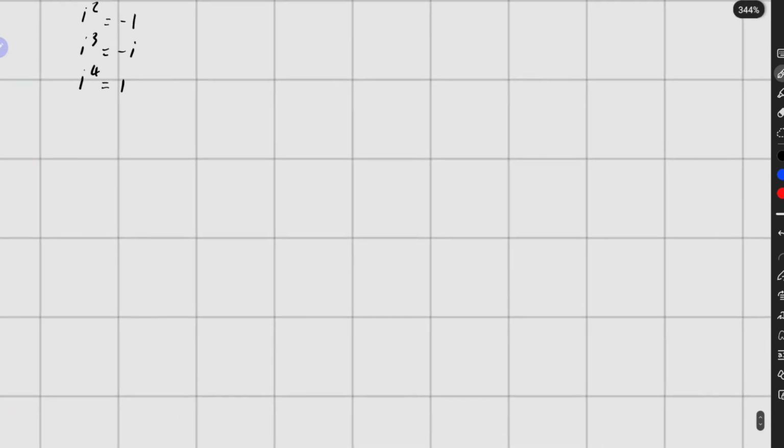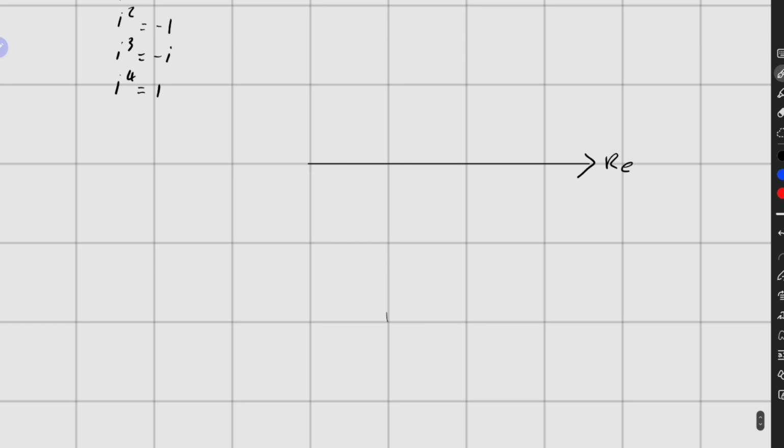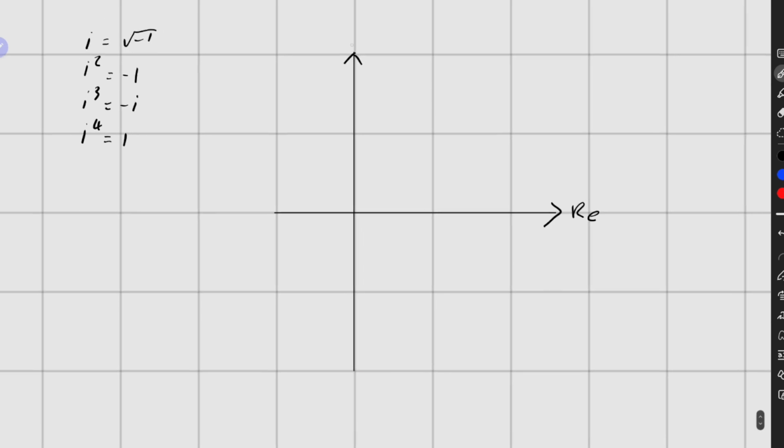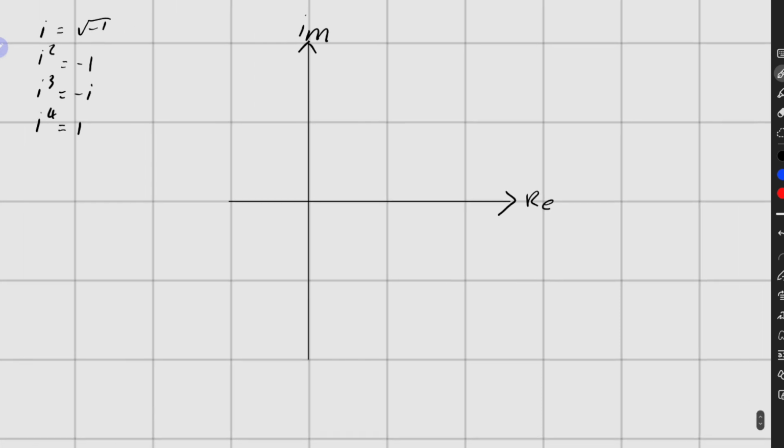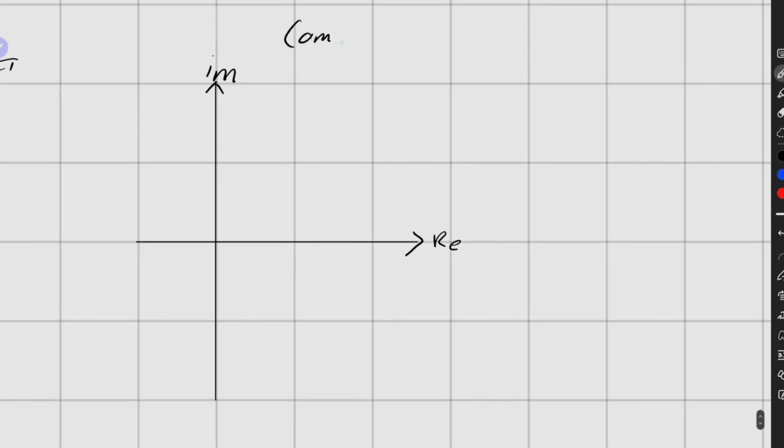But to understand complex numbers, it's better to visualize them. So let's think of a graph where the x-axis represents real numbers. Instead of writing x, we are now going to write Re. That just stands for real numbers. And on the y-axis, we're not going to write y, we're going to write Im for imaginary. So what the y-axis was now represents the imaginary numbers, and the x-axis represents our real numbers. This is called the complex plane.